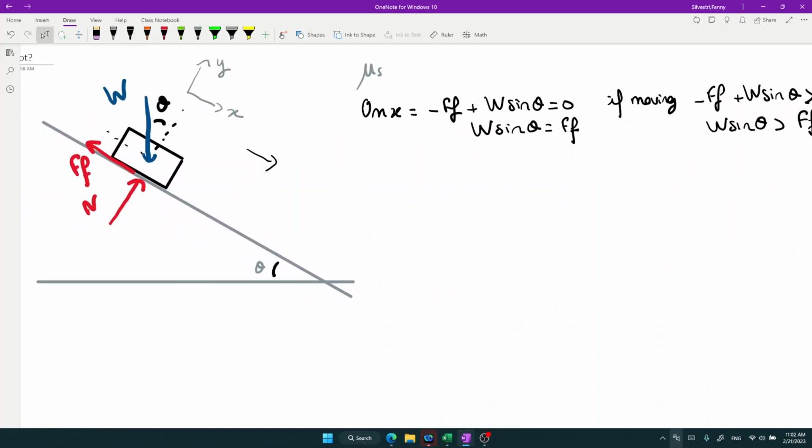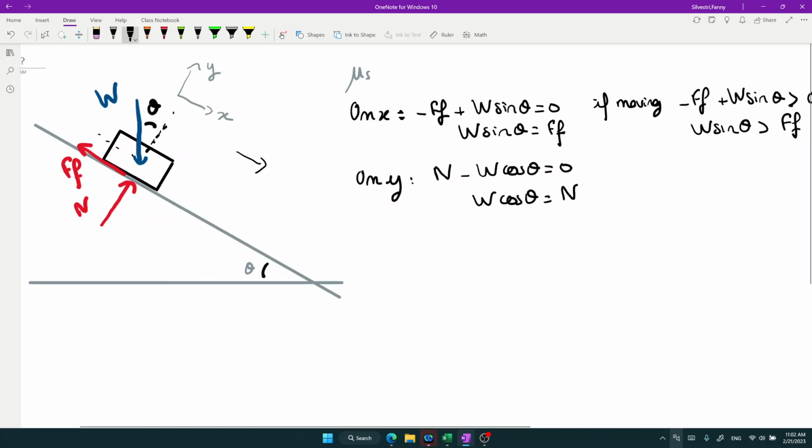Let's now look at the y-axis. On the y-axis, we have the normal force going up, and we have W going down, and that will be the y component, so that will be with the cosine. So minus W cosine theta plus N equals 0. This one is always 0, even if it's moving on the x-axis, not on the y. So we have W cosine theta equals N. So we have those two conditions.